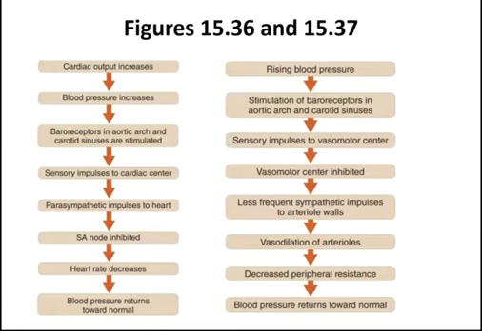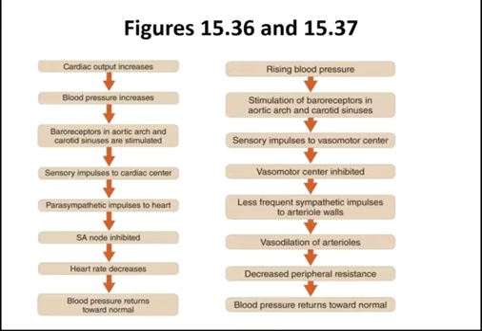So here's the two different examples: one dealing with the heart and one dealing with the blood vessels. Over on the left side, cardiac output has increased for some reason, and our blood pressure is increased. Our baroreceptors in the aortic and carotid sinuses are stimulated. The sensory impulses from the baroreceptors are carried by sensory neurons to the cardiac center, where the parasympathetic impulses to the heart are going to be told what's going on.